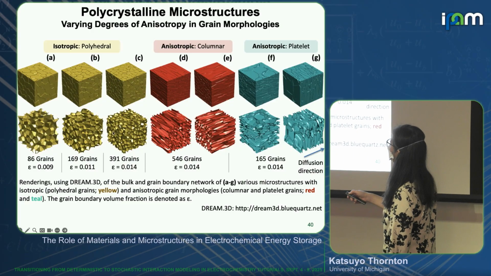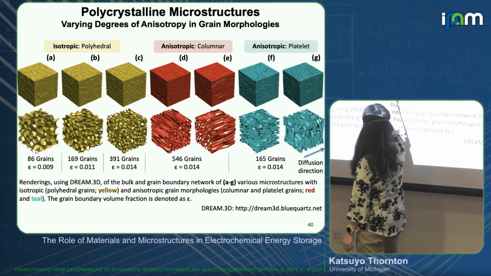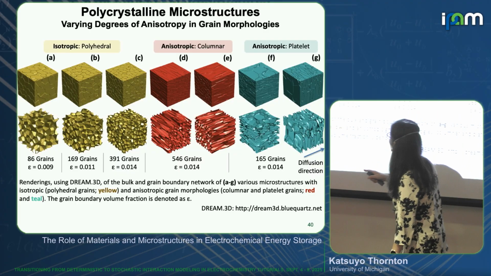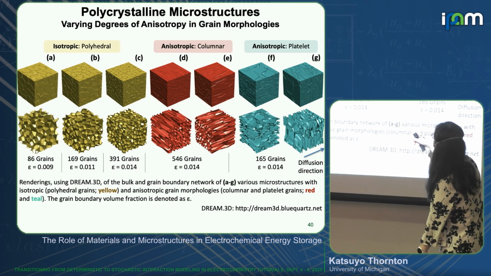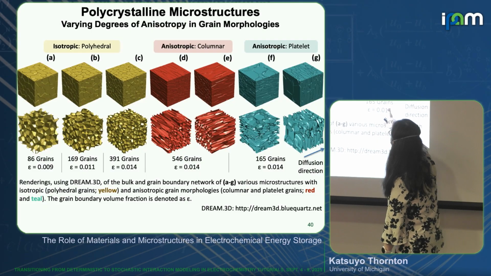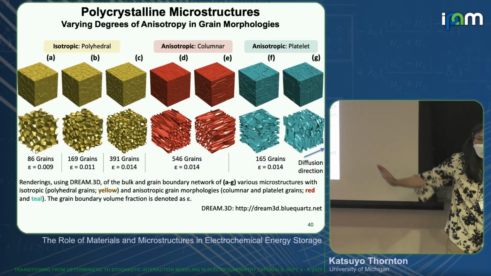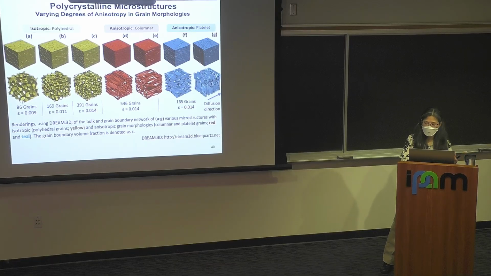And so you have a whole bunch of different microstructures, with a different number of grains, different amounts of grain boundaries, grain boundary volume fraction, and anisotropy, kind of one directional anisotropy. This is columnar grains. This is platelet grains. So these encompass different types of microstructures, kind of the extremes of three areas: isotropic, columnar, and platelet.